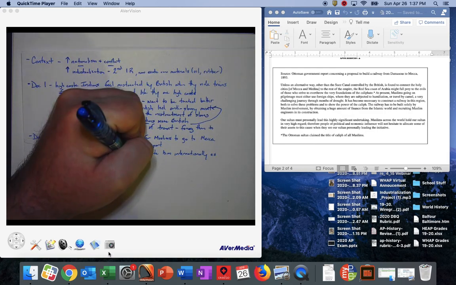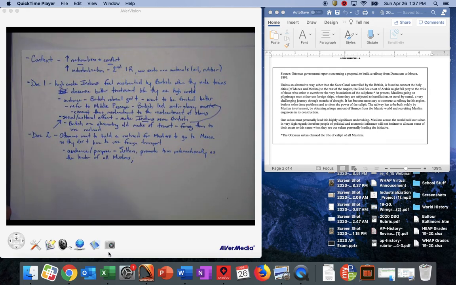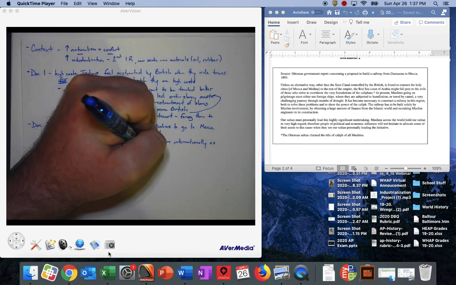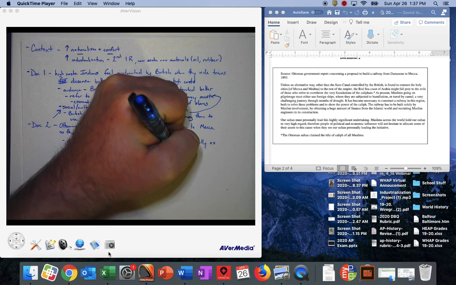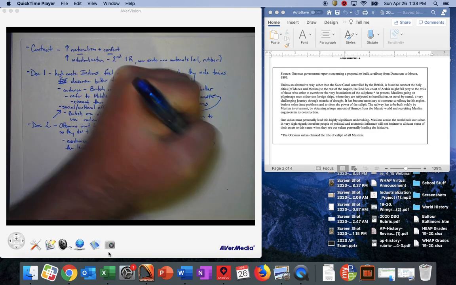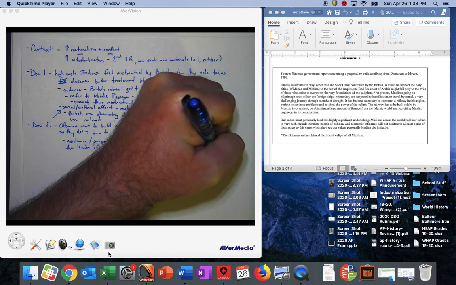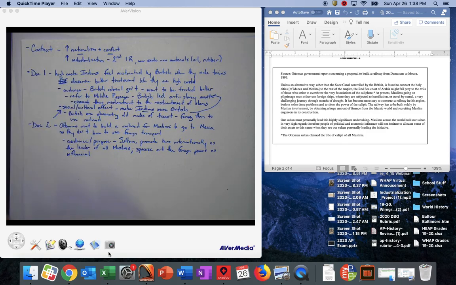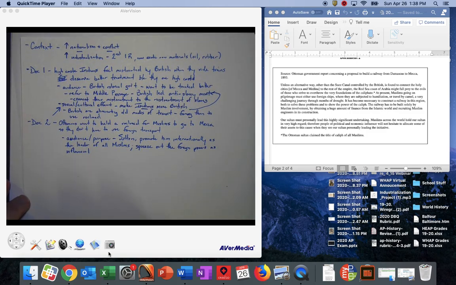And another thing that we want to do is squeeze out the foreign powers as influential. We don't want the foreign powers to really be influencing Muslims. We want the Ottoman Sultan to be influencing Muslims. So we don't want the British or the French to be involved in this. We want the Ottoman Sultan to be involved in this.